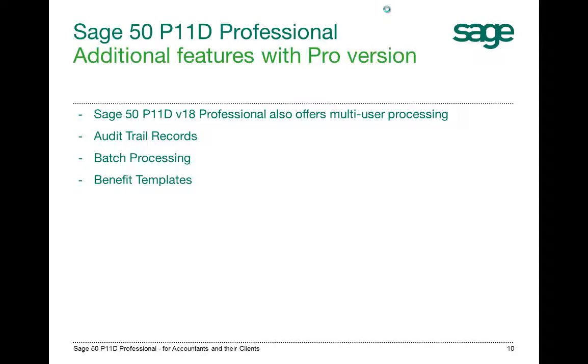There's also benefit templates, so you enter templates for common benefits that you can apply to employees as a batch. So as an example, you might have a benefit template for a group of managers that all receive the same type of benefits. And you also get access to Class 1A drill downs. So you get a breakdown of entries on the employer's declaration, the P11DB, by benefit type and by employee.